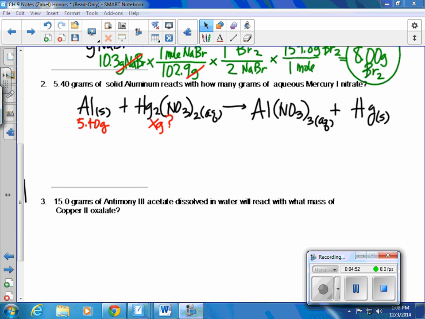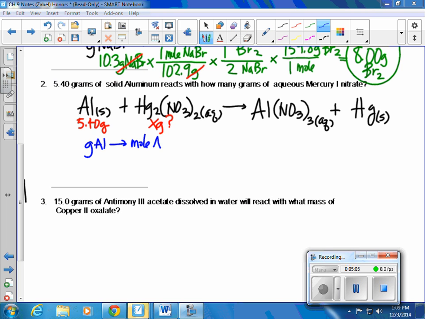Okay, so now let's continue to finish this problem. I go back to what's given, and I want to write my little mole map here. So I have 5.4 grams of solid aluminum. I want to change that to moles, grams to moles. Then I need to do my mole to mole ratio, so I'm going to do moles of my mercury 1 nitrate. And then finally I will get to grams of my mercury 1 nitrate.